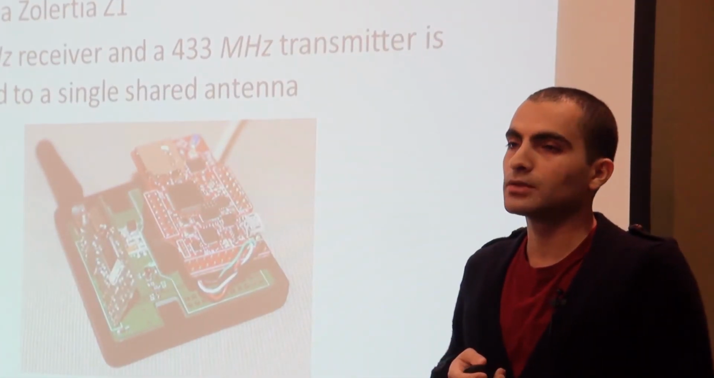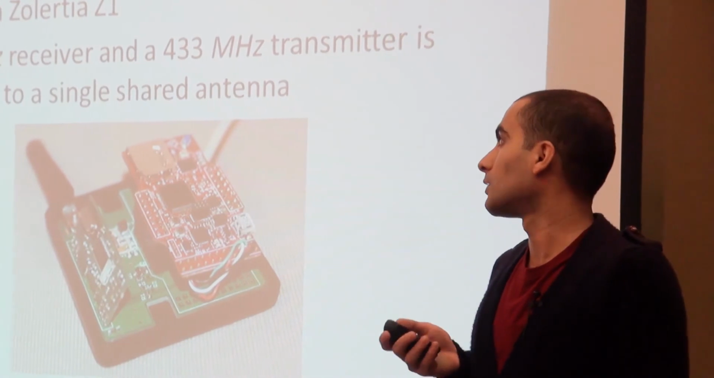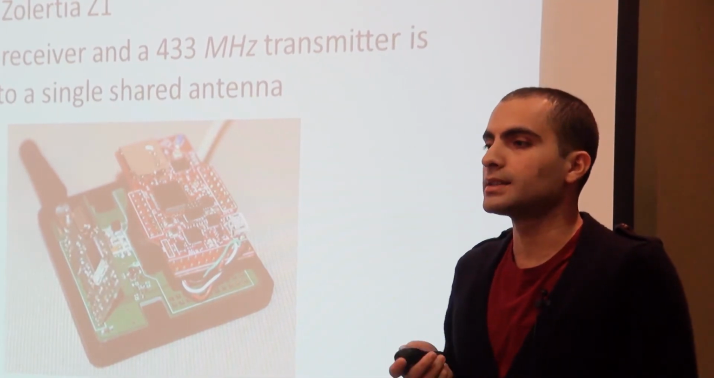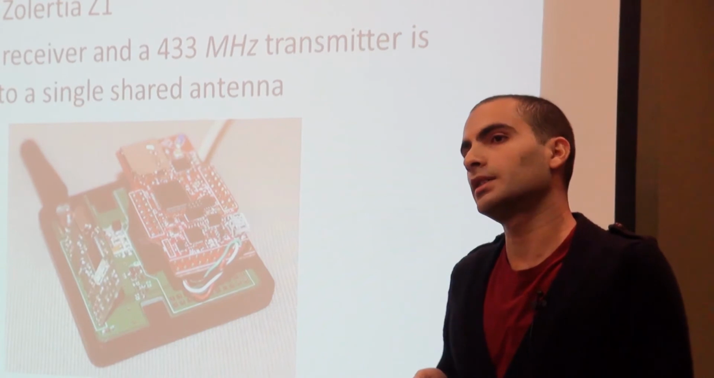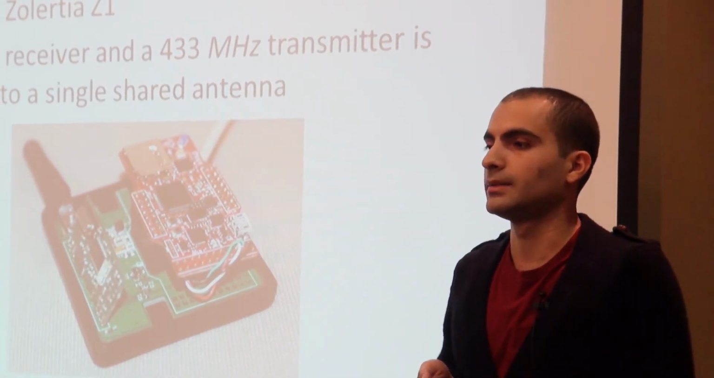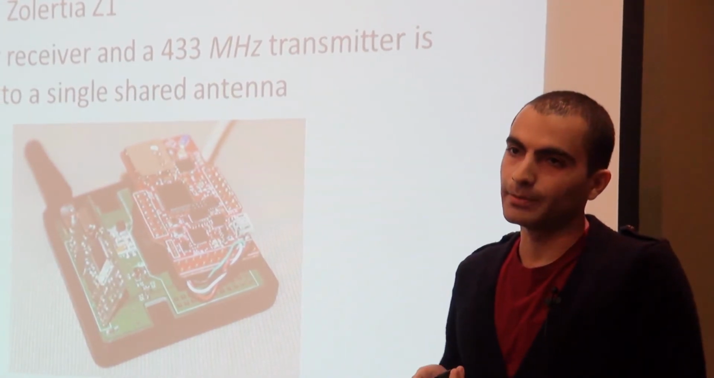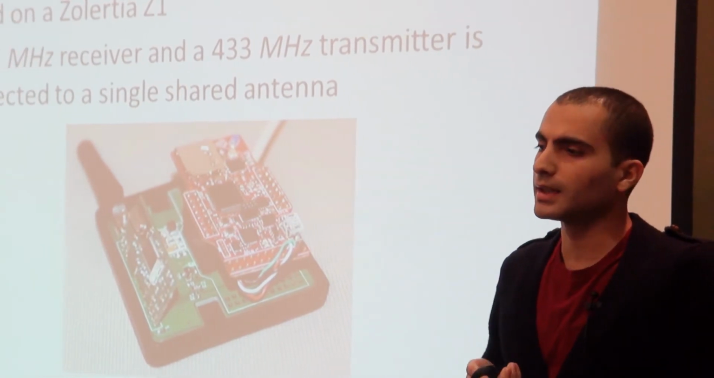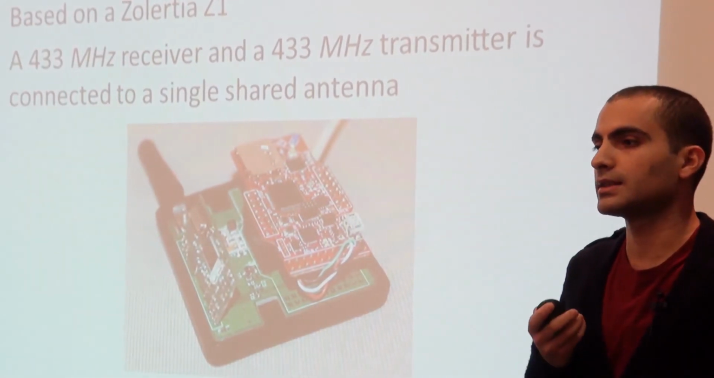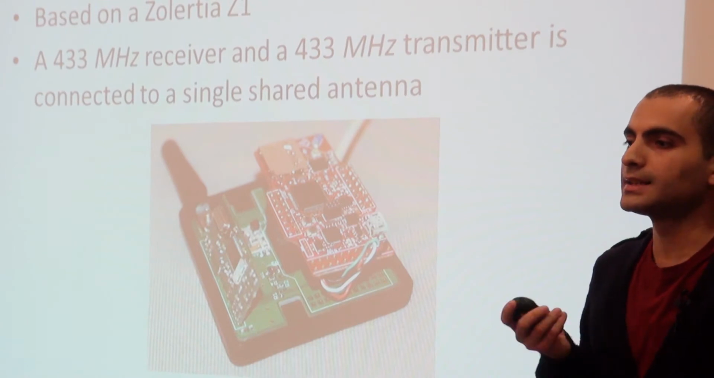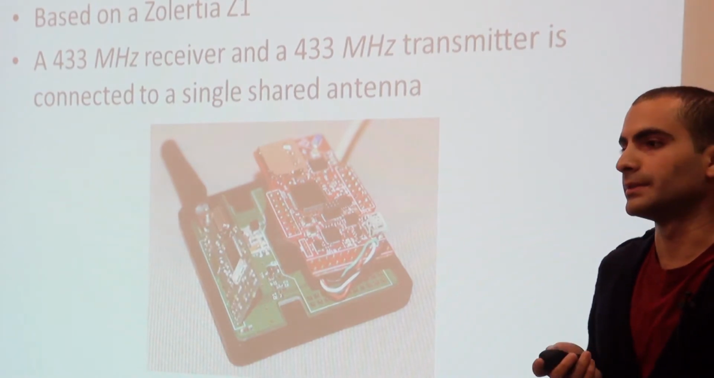Our jamming device is based on Zolertia Z1 sensor nodes. It's shown in this picture. It has a receiver and a transmitter, which are connected to a single shared antenna. The receiver listens to the medium at full speed, and if it realizes there's an unwanted message, it sends a jamming signal through its transmitter.